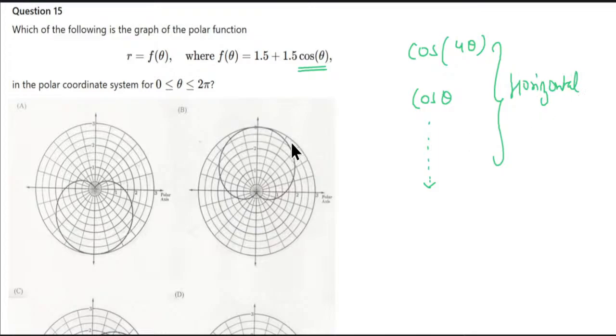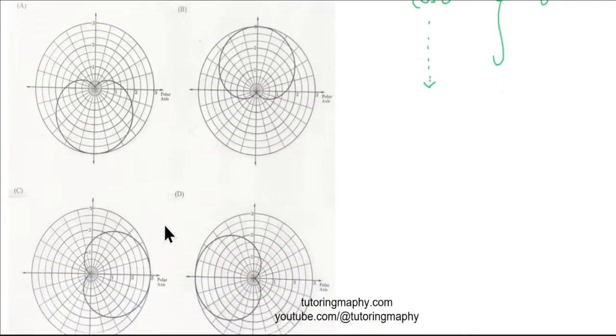What do I mean when I say the orientation is horizontal? You see these 4 options. This one is more oriented towards the vertical side, right? And this is oriented rather towards the horizontal side. So it cannot be option A or B right off the bat, because it is a cosine. It has to be a horizontal orientation. All I need to think of is whether it is option C or option D.